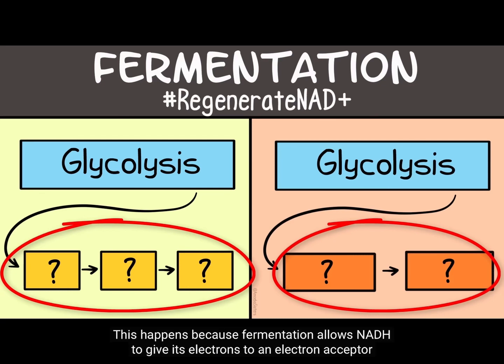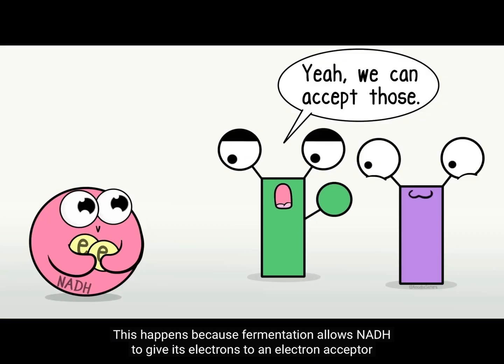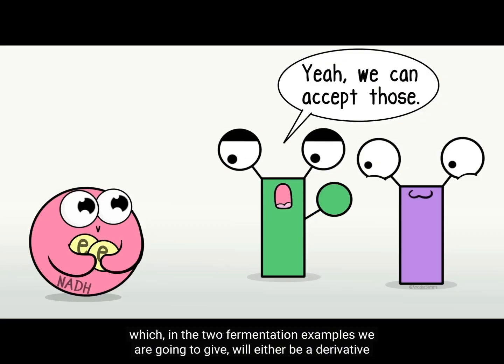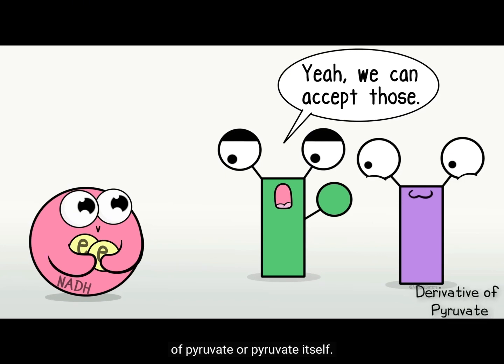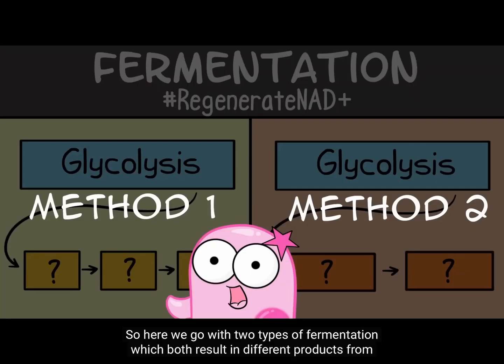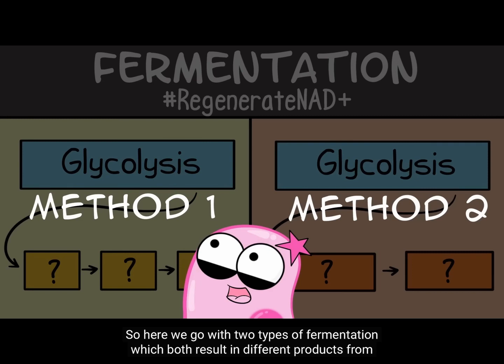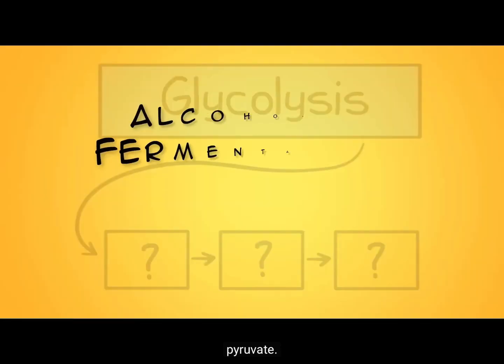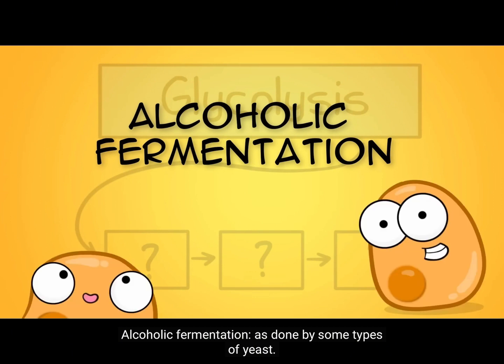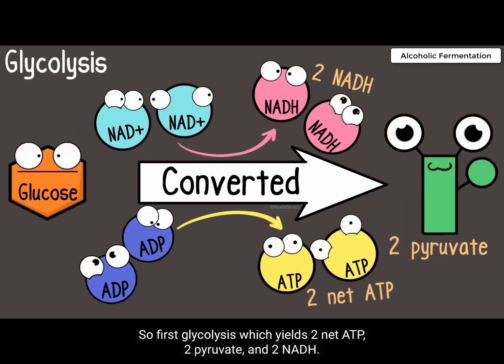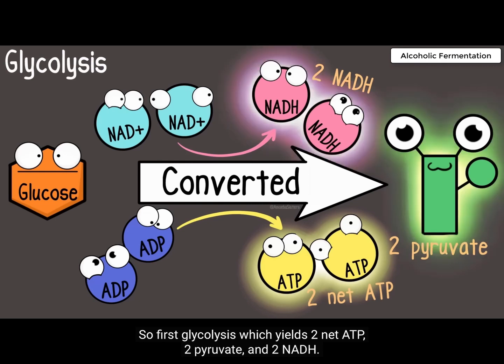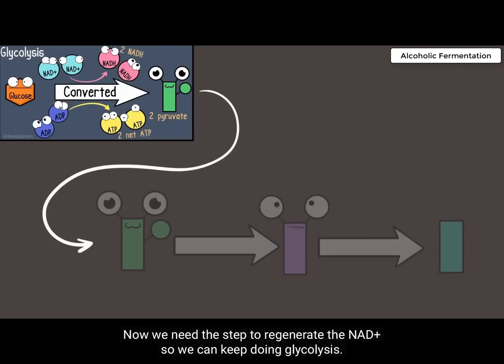This happens because fermentation allows NADH to give its electrons to an electron acceptor, which, in the 2 fermentation examples we are going to give, will either be a derivative of pyruvate or pyruvate itself. So here we go with 2 types of fermentation, which both result in different products from pyruvate. Alcoholic fermentation is done by some types of yeast. So first glycolysis happens, which yields 2 net ATP, 2 pyruvate, and 2 NADH. Now, we need this step to regenerate the NAD+, so we can keep doing glycolysis.